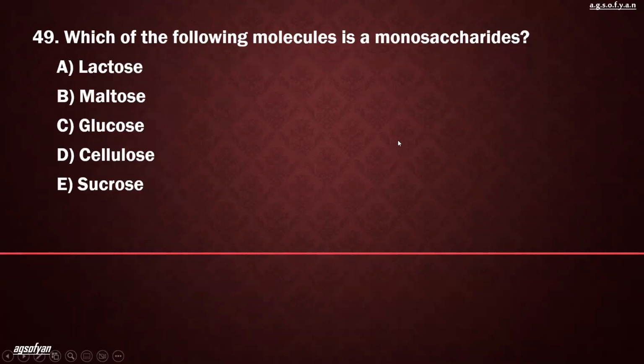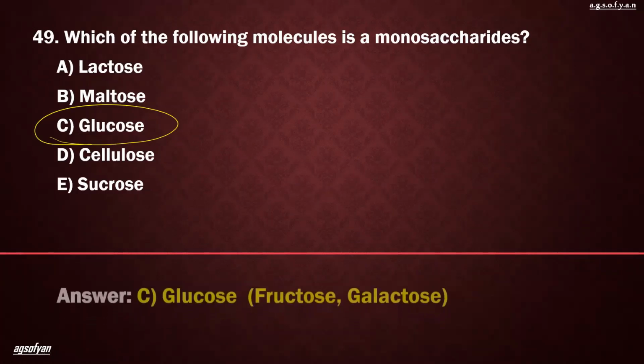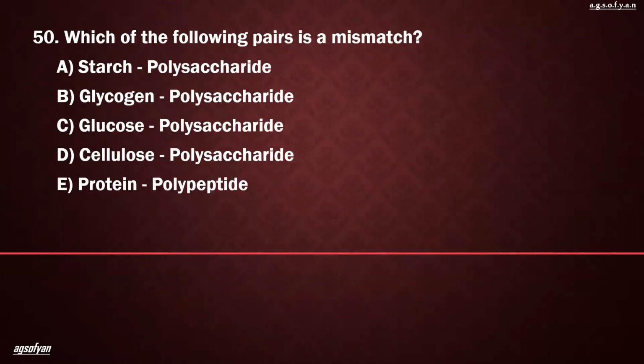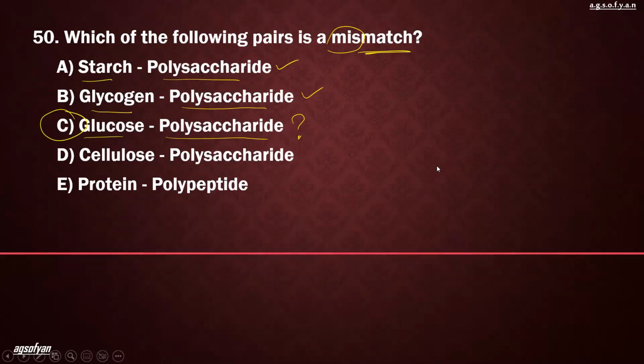Which of the following molecules is monosaccharide? Glucose. So glucose is the most abundant monosaccharide. The rest are not monosaccharide. Other monosaccharides are fructose and galactose. Which of the following is mismatched, not correct? Starch is polysaccharide. Yes. Glycogen is also polysaccharide. Yes. Glucose is polysaccharide. No, glucose is monosaccharide. That's the answer, the one that's mismatched.